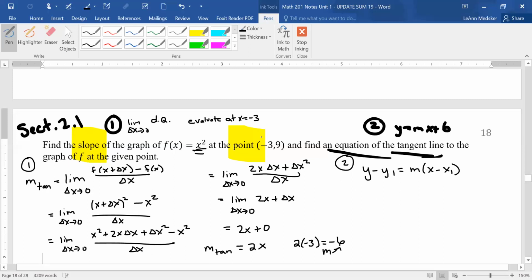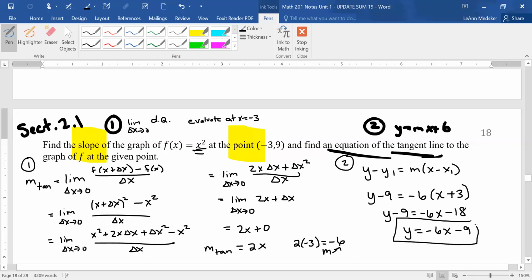We do have our point, and we have our slope now. So y minus 9 equals negative 6 parentheses x minus a negative 3, so that'll be plus 3. We would distribute that negative 6 and then add over the 9. So the equation of the tangent line, and that would still be negative, is negative 6x minus 9 equals y. So this was part 1. Here's the slope of the tangent at that specific point. And part 2 is the tangent line equation.